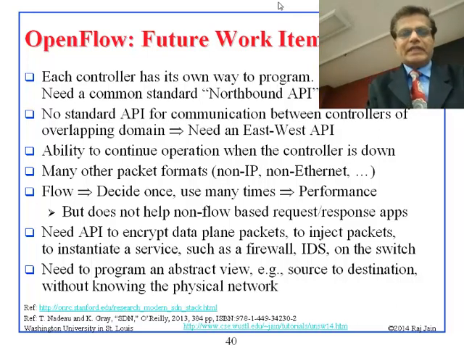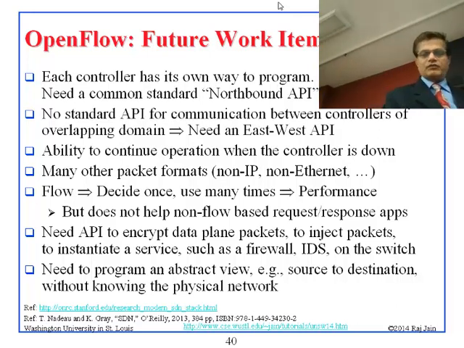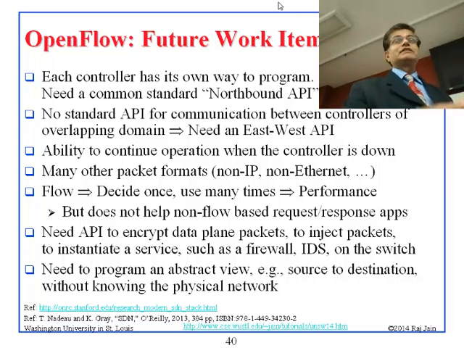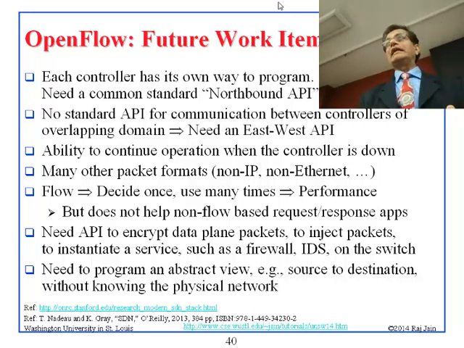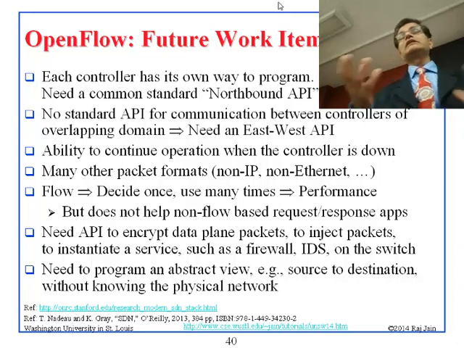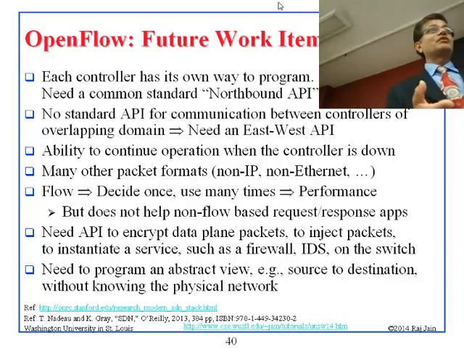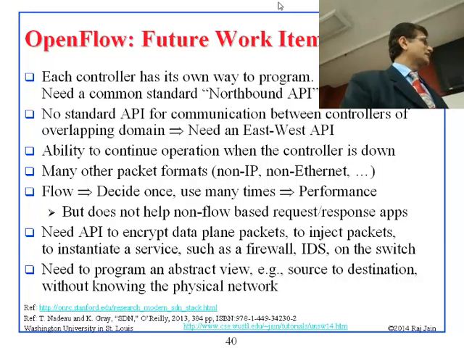Need an API to encrypt the data plane. Now, some people figured out that the flows are supported, but what about non-flow, which is mice? And how about encrypting? There are certain situations where, when the packet comes in, it is unencrypted, but when it goes out, it has to be encrypted. How do you implement that? Now you need the certificate and the keys and things like that. So there is a lot more to that. So encryption is required. Need to program an abstract view, source to destination, without knowing the physical network.